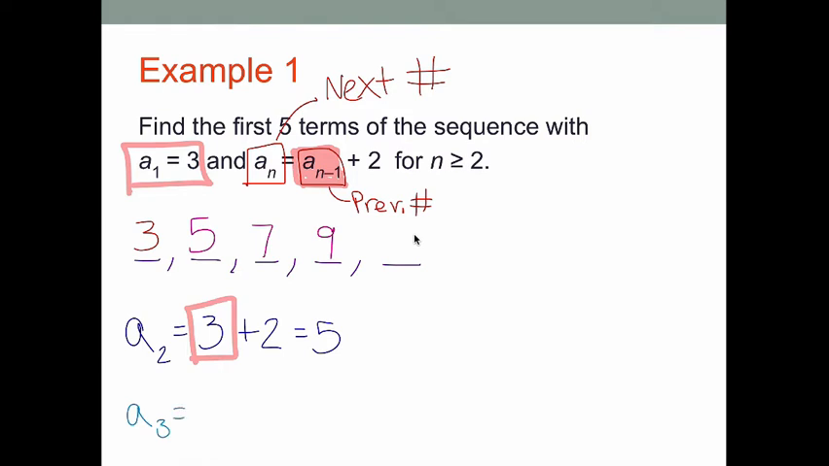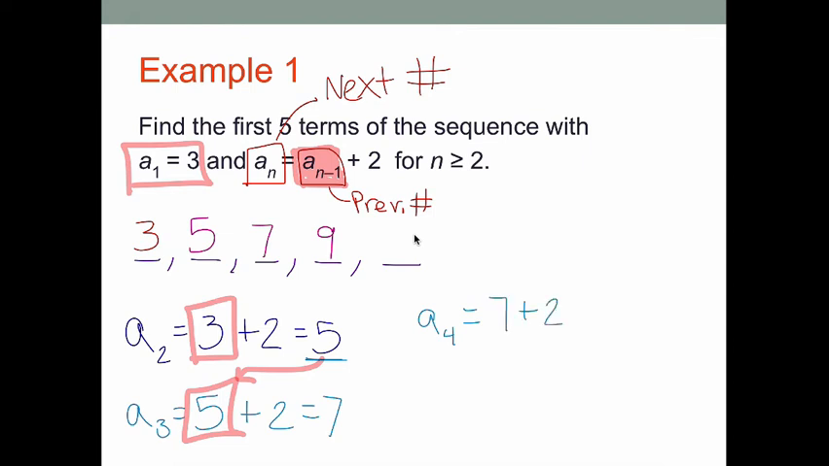So to find my next number, if I wanted to find the third number in my list of numbers, just to show you how we're getting 7 using this recursive formula, I'm taking my last number, which was 5. I'm plugging it in for this a sub n minus 1. I'm adding 2 to it, and that gives me 7. If I wanted to find the fourth number in my list, a sub 4, I'm going to take this previous answer of 7, add 2, and that gives me 9.